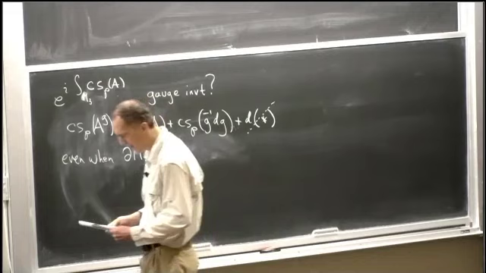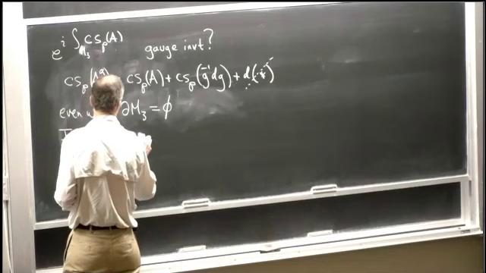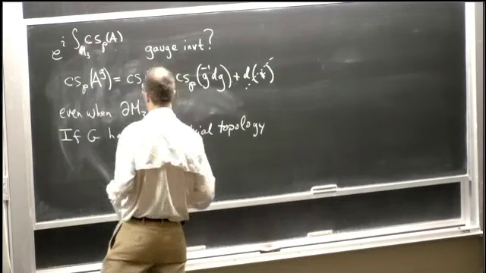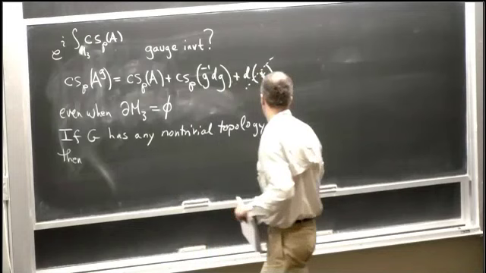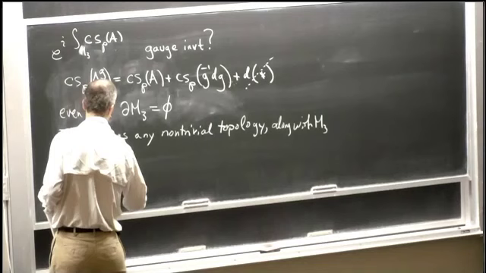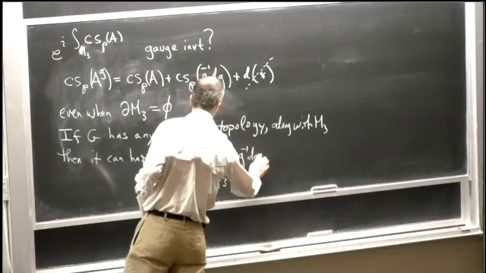And it can certainly happen if the group G has any non-trivial topology, and along with that M3 should also have some non-trivial topology, then it can happen that the integral over M3 of Chern-Simons sub P of g inverse dg is not zero.